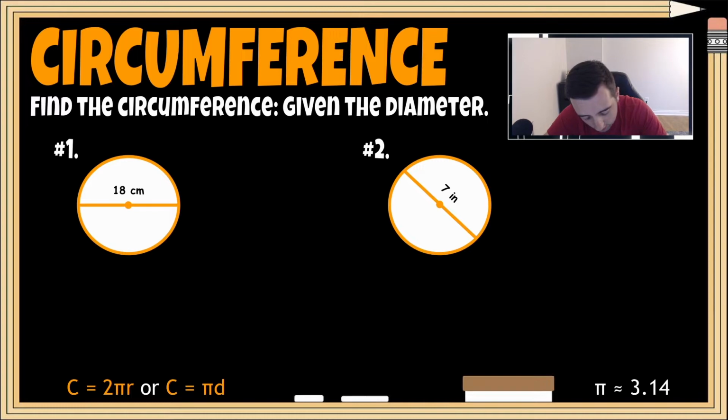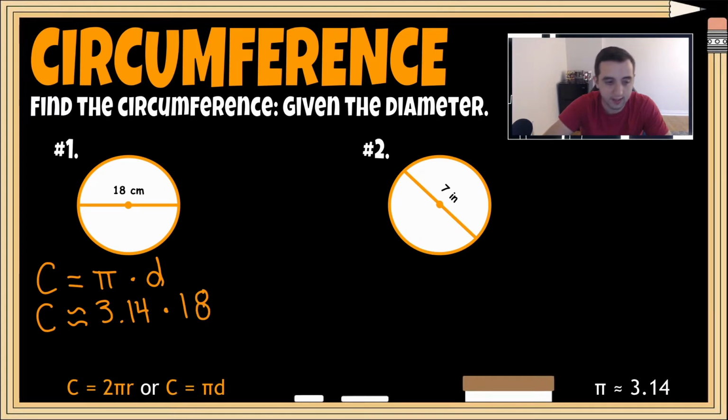So if I look at number one, I'm given a diameter, which is the full length of the circle, and it's 18 centimeters. So if I write down C equals pi times d, and since we're approximating for pi, I'm going to change my equal sign to an approximately symbol since our answer is going to be off by a little bit since we're not using the full value for pi. Plugging in 3.14 for pi times the diameter, full length of the circle, which is 18.